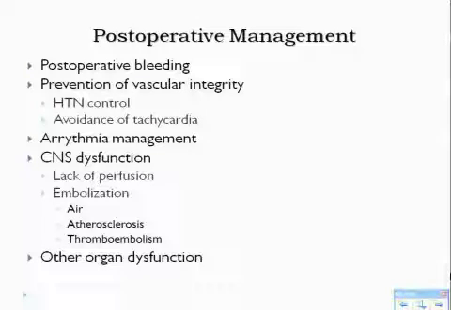Postoperative management: postoperative bleeding is a big problem. Preservation of vascular integrity is pretty important. You don't want the blood pressure too high, so usually we'll give beta blockers to make sure that we manage that properly. Watch your arrhythmias, especially when you're coming back up through the hypothermia. Late consequences are lack of perfusion to the brain, so some people never wake up, and you have a brain dead patient on your hands, which is pretty sad. The other thing that can happen is embolization from air, atherosclerosis, or from thromboembolism that can form during the procedure. And usually if you start having brain dysfunction, you usually have other organ dysfunction as well.